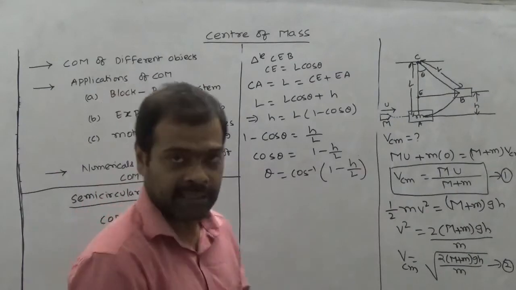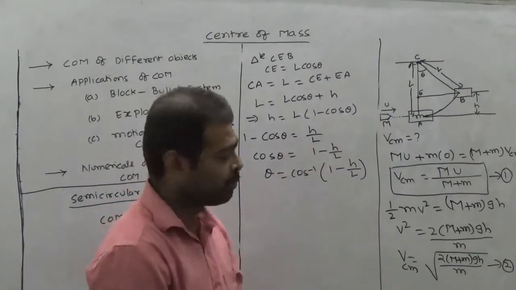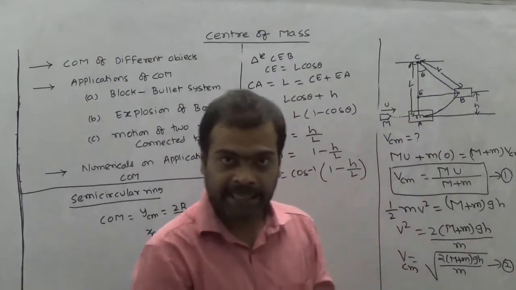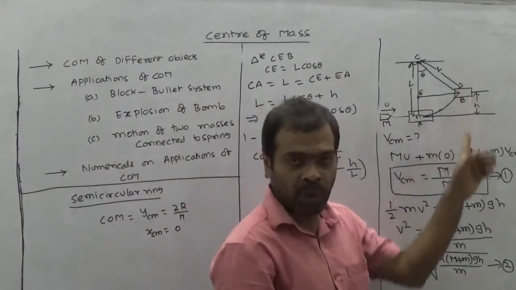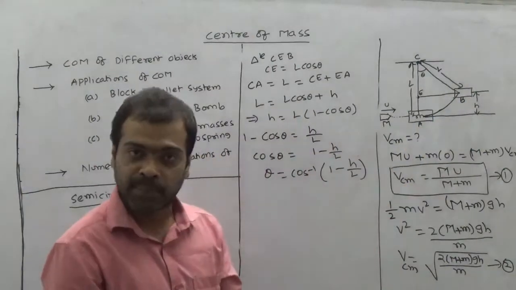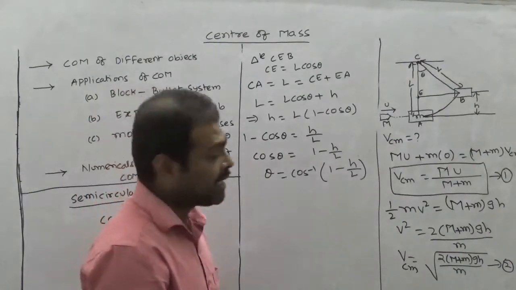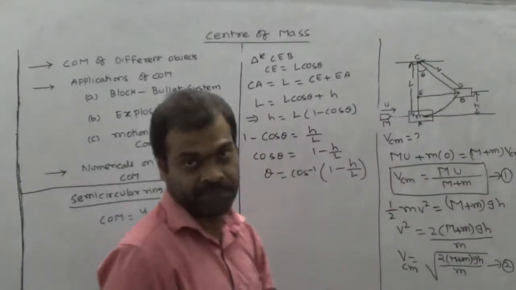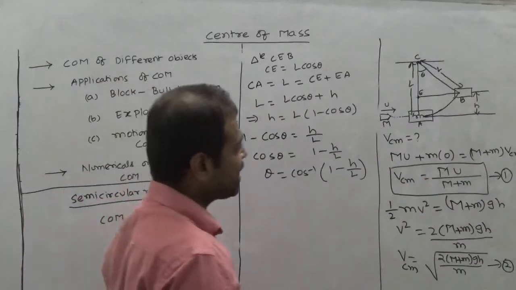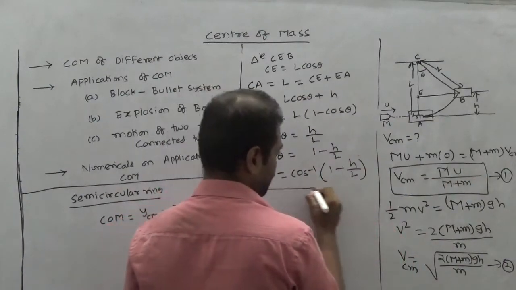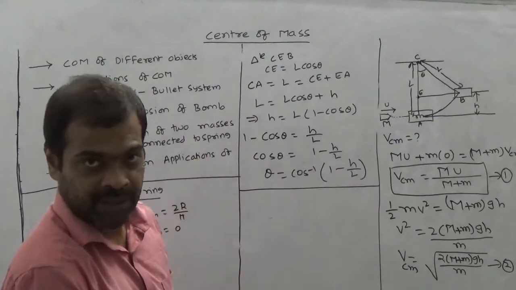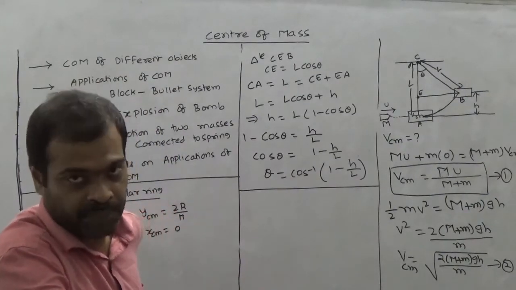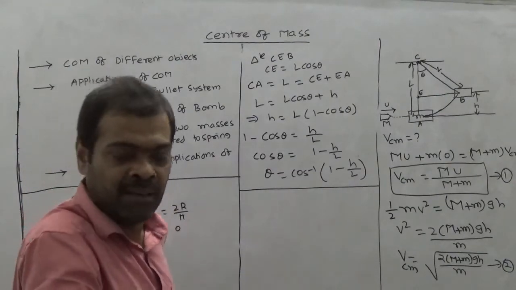Now, let us consider another sub case in this application only. Whenever the bullet is interacted such that both the block and bullet reach the extreme position, let us consider that at extreme position, the bullet emerges out from the block with a velocity v. Then I want to find what will be the final velocity of the bullet.